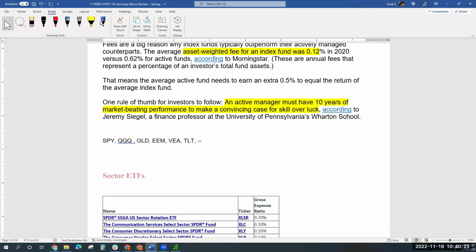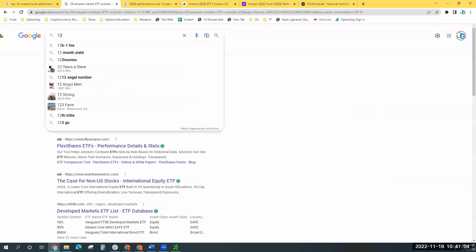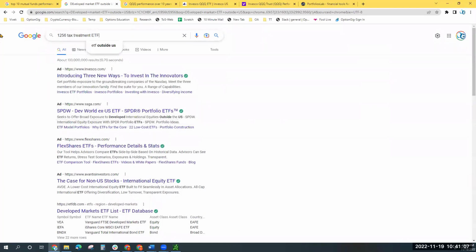Jaya shared the latest SPIVA scorecard 2022. Thank you. Any good list on which ETFs get 1256 treatment? I know that the index ETFs, they have 1256 tax treatment, like SPX, RUT, NDX. These I know for sure they have. Does GLD have 1256 treatment? Let's search for it. GLD, I'm not sure, and I've looked at it. 1256 tax treatment ETFs.